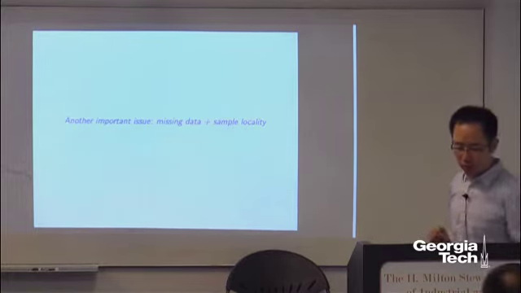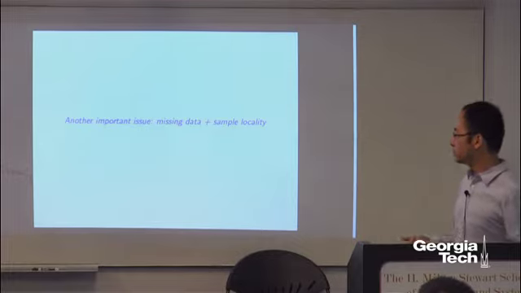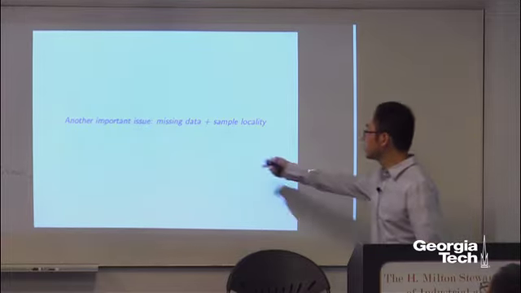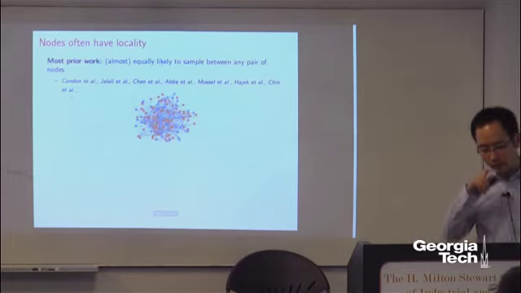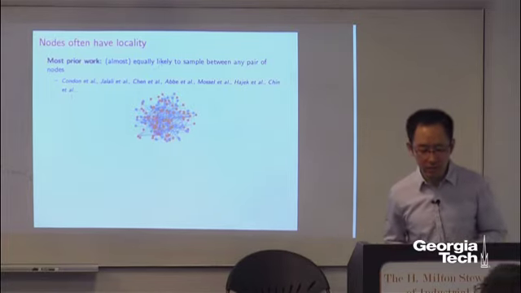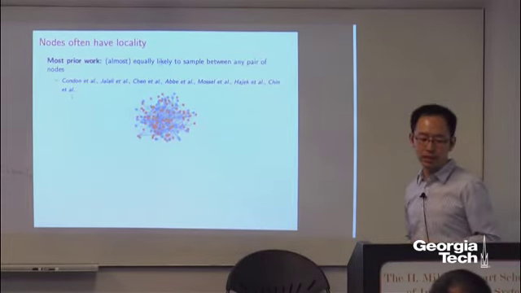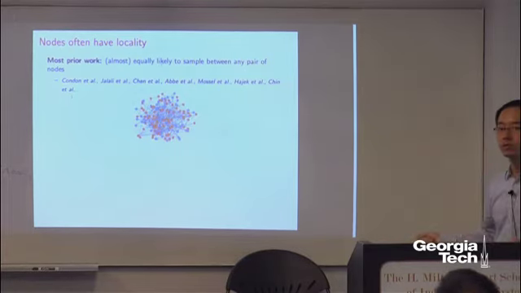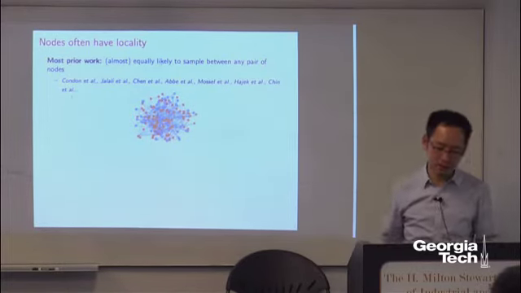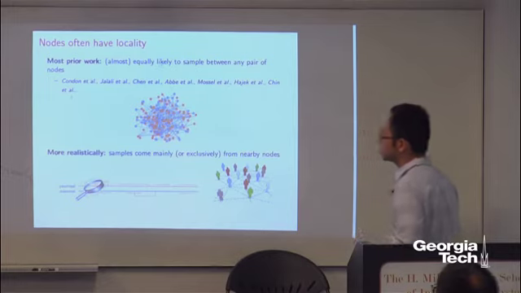There's one issue, either in this problem or in community detection, that people often ignore, which turns out to be very important in practice. It's called sample locality. What is this? In most prior works, either for joint alignment or community detection, people assume that it is equally likely, or almost equally likely, to take measurements between any pair of nodes. If you go to a community detection talk, you will see a picture like this: you randomly take a pair of nodes and observe some measurement. But this is a huge issue in practice.